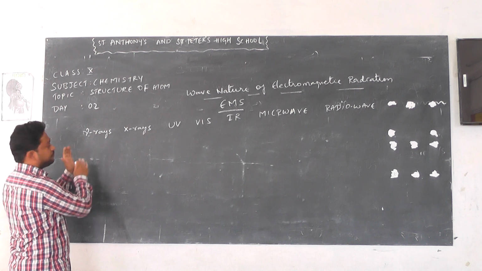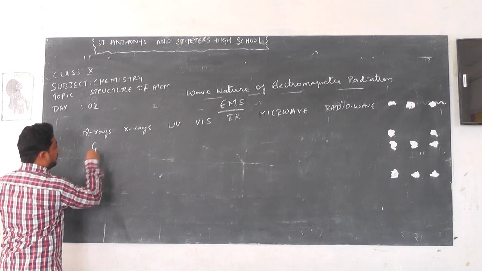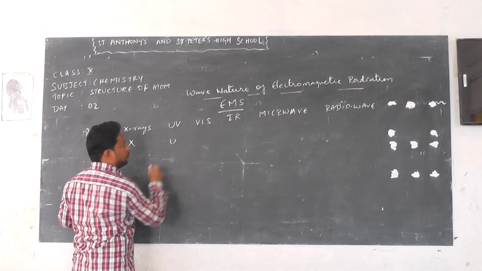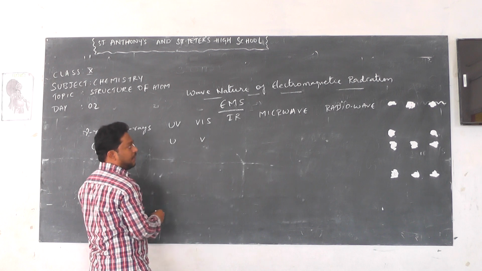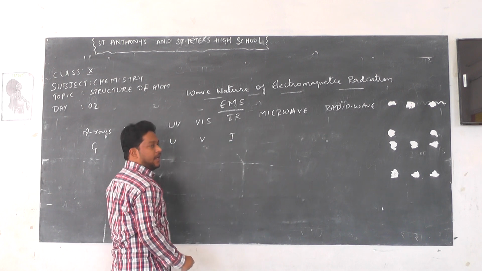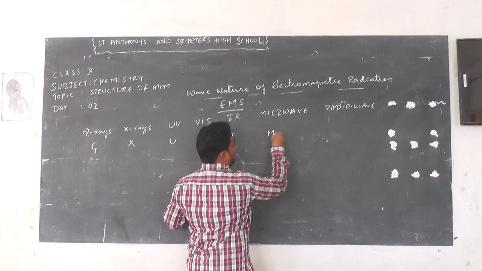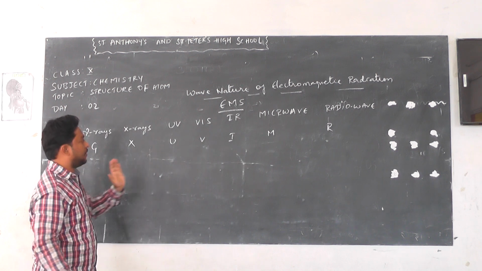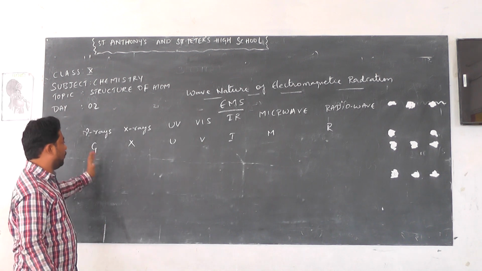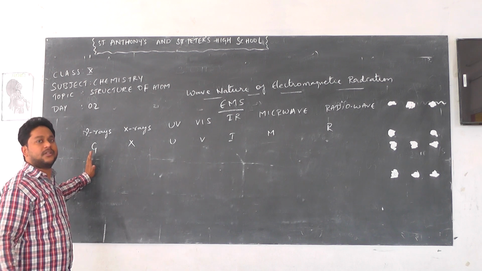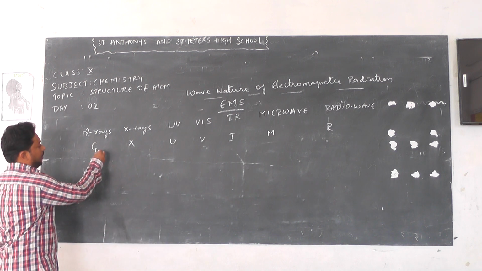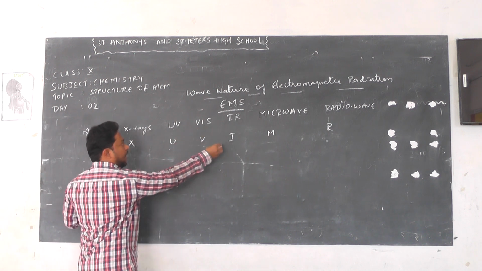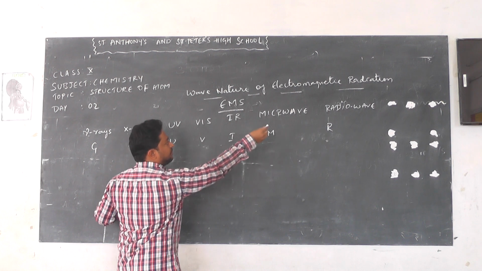Now gamma rays we will represent with the shortcut G, X-rays X, UV as U, visible as V, IR as I, microwave as M and radio wave as R. We'll try to remember the order, the code. Here I am going to give you a small technique to remember the code: G, gamma; X, X-rays; U, UV; V, visible; I, infrared; M, microwave; and R, radio wave.